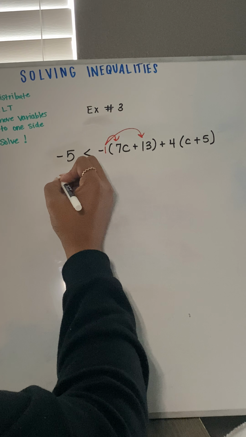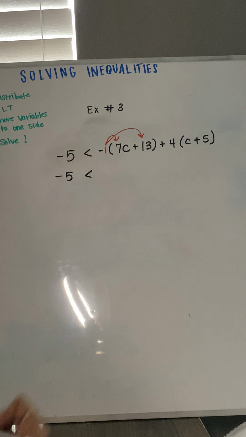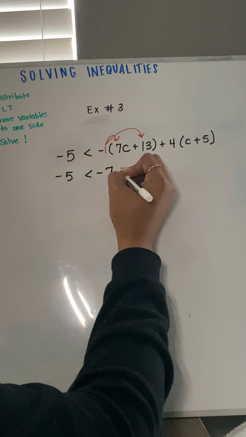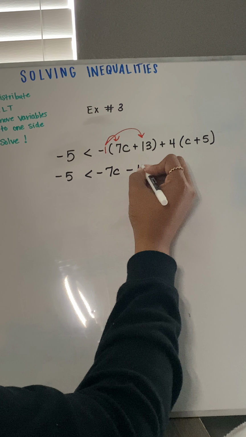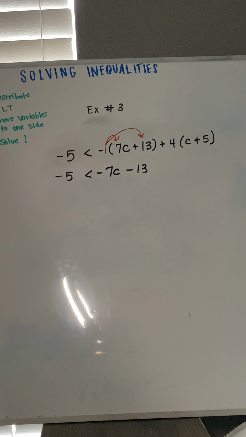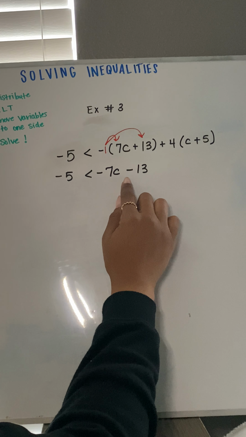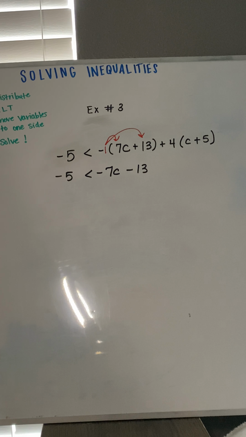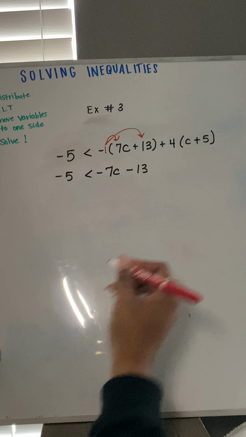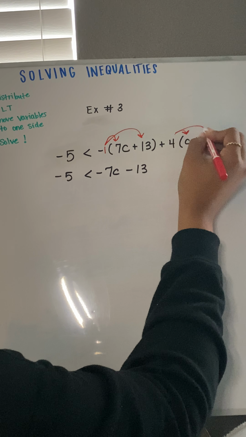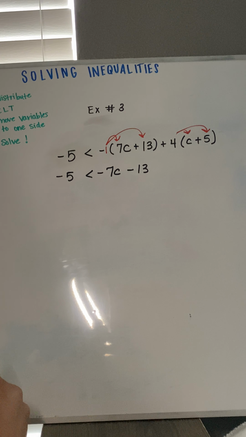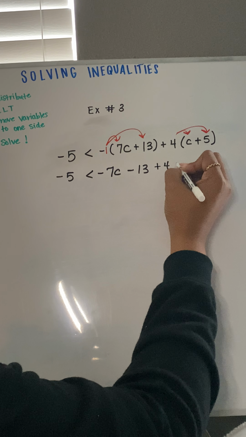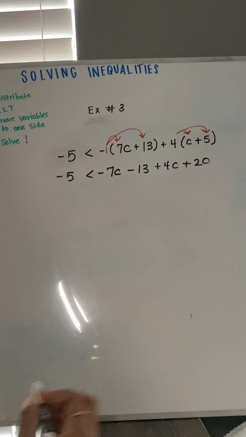So far nothing is happening on this left side, so I'm just going to keep that -5 and keep my inequality symbol, and when I multiply this out, that's going to give me -7c, and then that's going to give me -13. Now I talked about this last week also. Do not write plus -13. You do not want to have 2 symbols, you just want 1. So if that turns into a negative, we only want the minus sign in the middle, okay? Then I see the second set of parentheses, there is a +4. So when I multiply these things by +4, we're going to end up with a +4c and a +20.